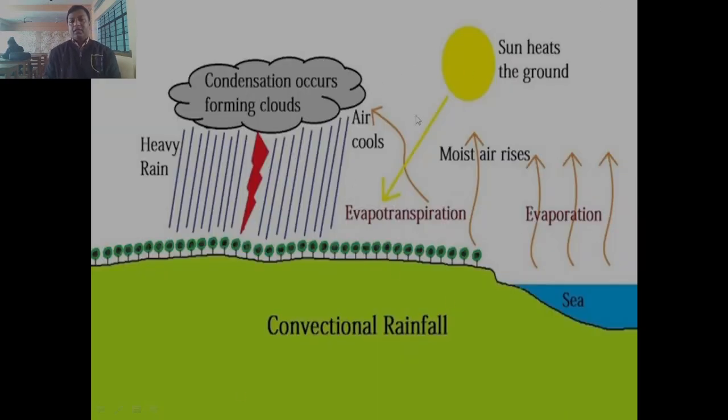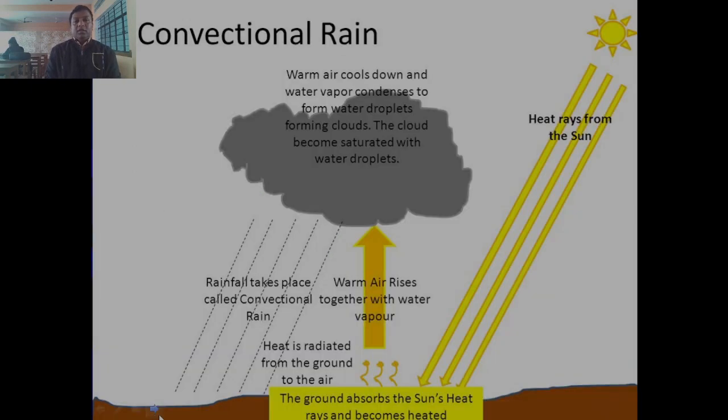As you see in this slide, dear students, here is the water body, from this part evaporation occurs. The land masses, here we have vegetation, evapotranspiration occurs in this part. Due to this, the sun hits the ground. After that, due to the vegetation, evapotranspiration occurs, and from the water bodies evaporation occurs. So after that, at some height, about 3 km above, condensation occurs, forming clouds, and after that heavy rainfall occurs. This is the conventional rainfall you see in this video lecture.